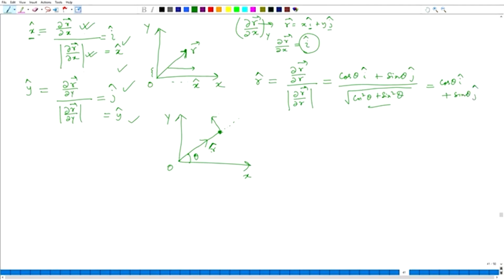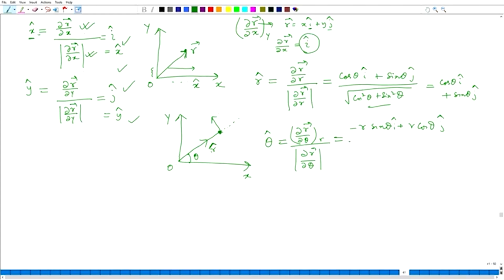With this method you do not have to remember anything. Theta cap is exactly del r del theta divided by the modulus of that vector, so you can do everything directly. If you take the derivative with respect to theta, keeping r constant, it will give you minus r sin theta i cap plus r cos theta j cap.